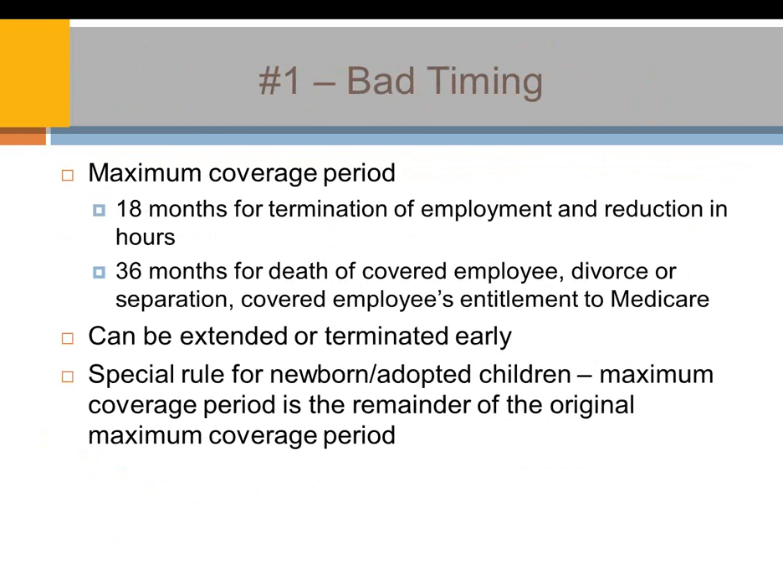Bad timing. So here's another one that will catch up with an employer. There's maximum coverage period. So if an employer offers a COBRA beneficiary coverage beyond their 18 months or their 36 months, they become the insurance company. Okay, if they don't offer it enough time, the insurance company can deny coverage, and then the employer becomes again the insurer. So these are really important. There are some different special rules regarding newborns and adopted children and their maximum coverage, but it's really important that you follow these timelines.